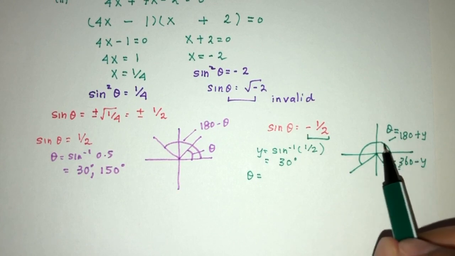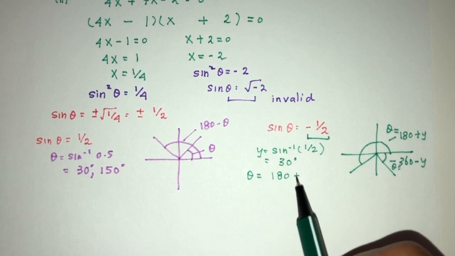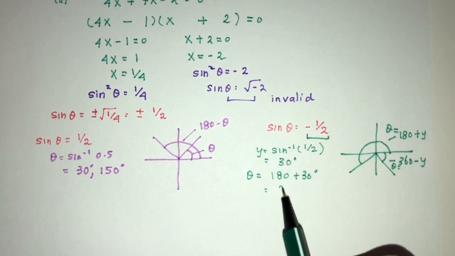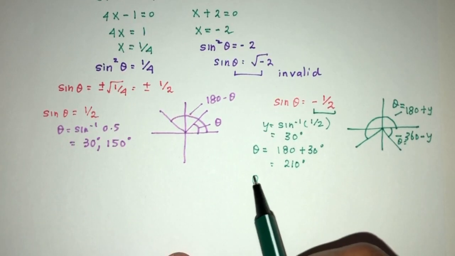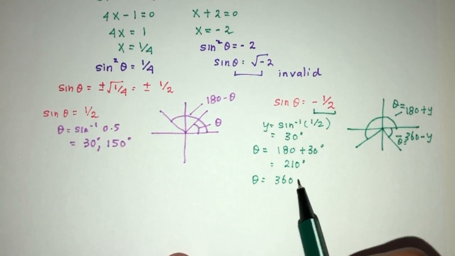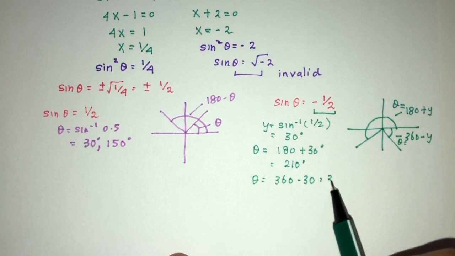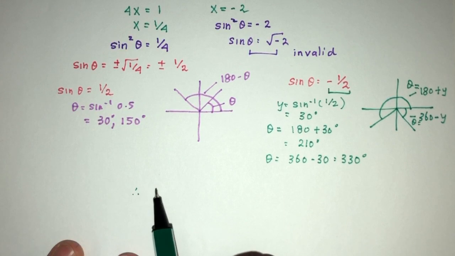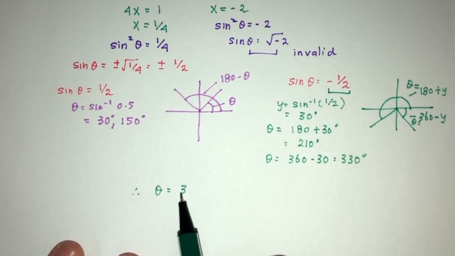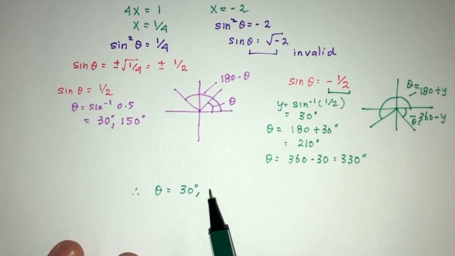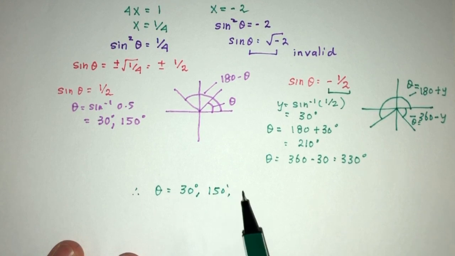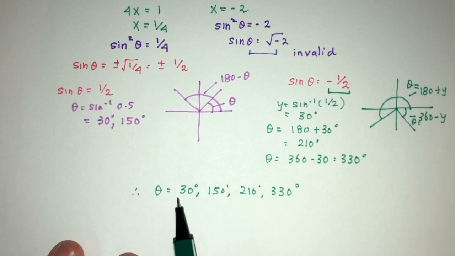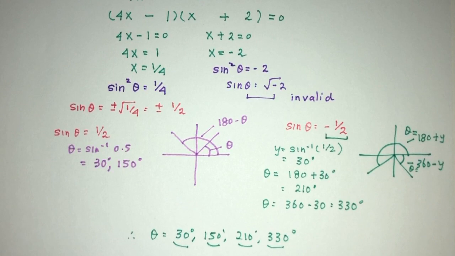Theta will be what? According to the quadrants, it will be 180 plus 30. That will be 210. And theta will be 360 minus 30. That will be 330. So as you can see, we will have a few answers here. Theta will be 30 degrees, 150, 210, and finally 330. So we have 4 values for theta for this question involving trigonometry.